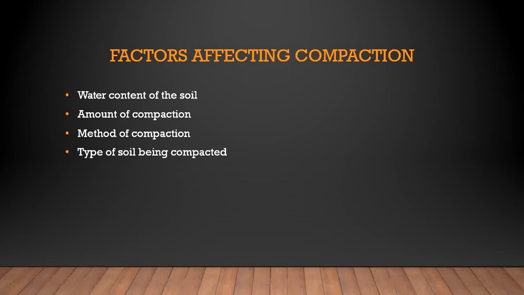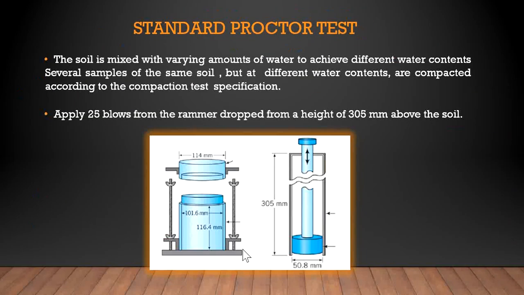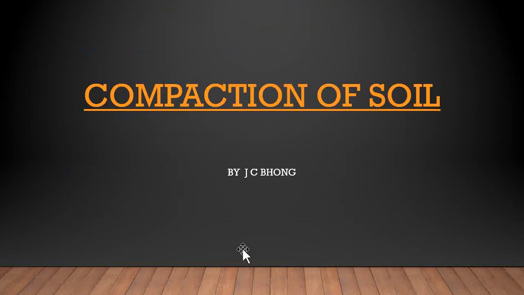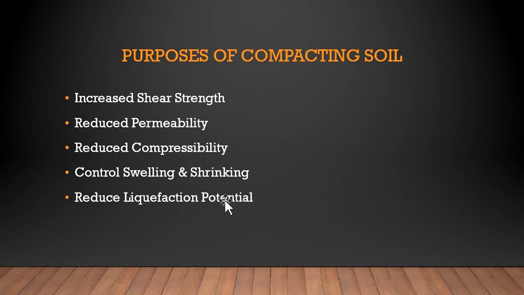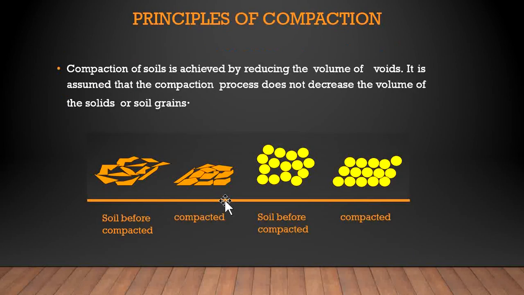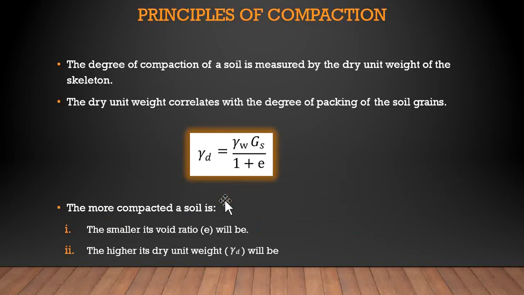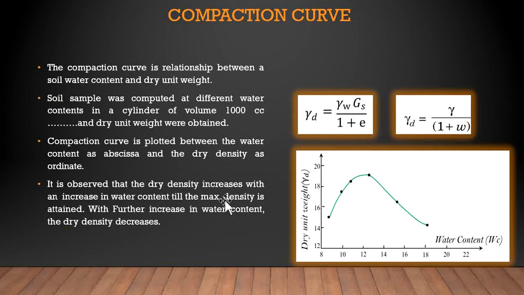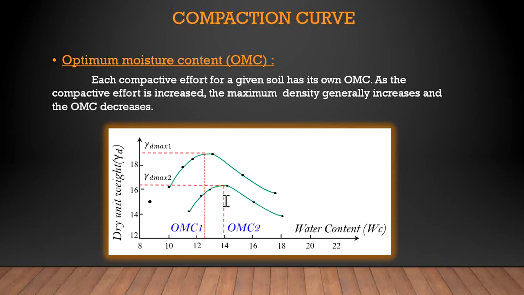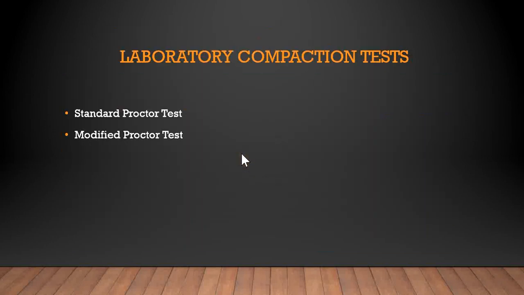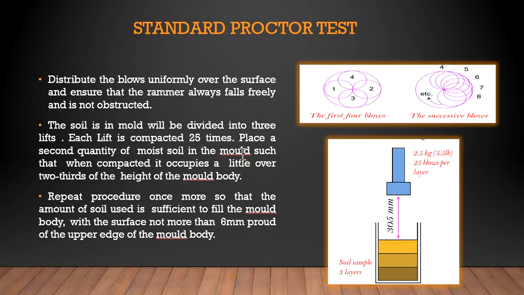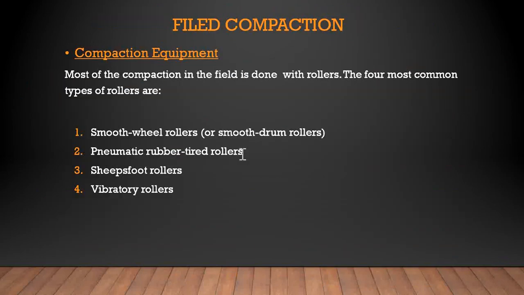So in this first part we have covered the meaning of what is compaction. We have seen the definition of compaction. Then we have seen the various purposes of compacting a soil. Then we have discussed the principle of compaction of a soil. Then we have seen the compaction curve, then various terms related to the compaction curve. Then we have seen the difference between compaction and consolidation. Then we have seen the laboratory compaction test and field compaction tests.